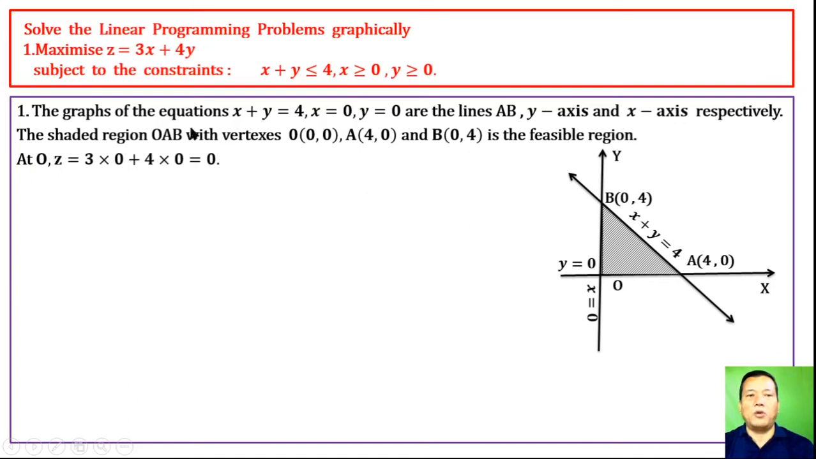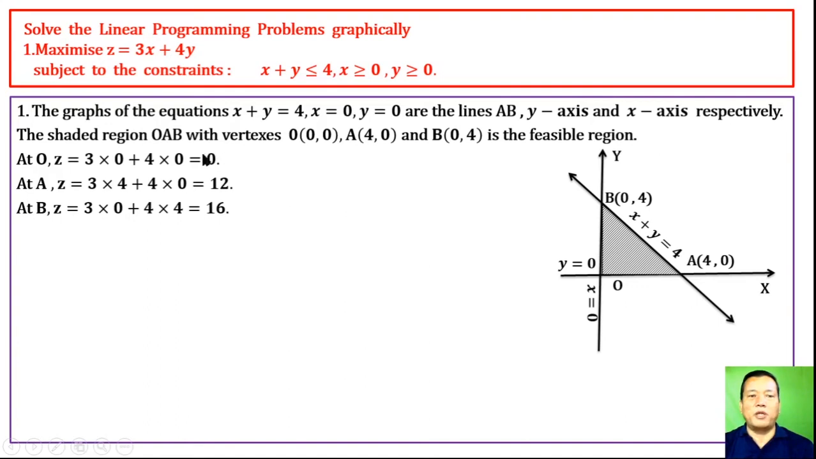At O the value of z is 3 into 0 plus 4 into 0, which is 0. At A the value of z is 3 into 4 plus 4 into 0, that is 12. At B the value of z is 3 into 0 plus 4 into 4, that is 16.